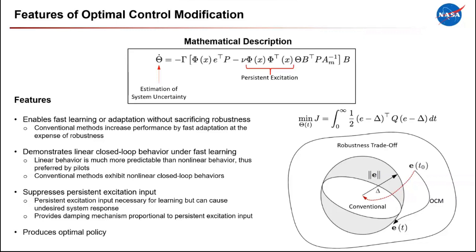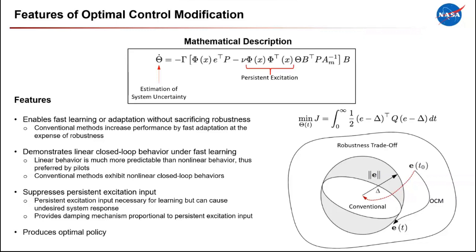One of the key features of the OCM is that it enables fast learning or adaptation without sacrificing robustness. If you look at some of the conventional methods, like the standard model reference adaptive control, it does increase performance by fast adaptation, but by the same token, it also compromises or loses robustness. So the performance gain is offset by the loss of robustness.